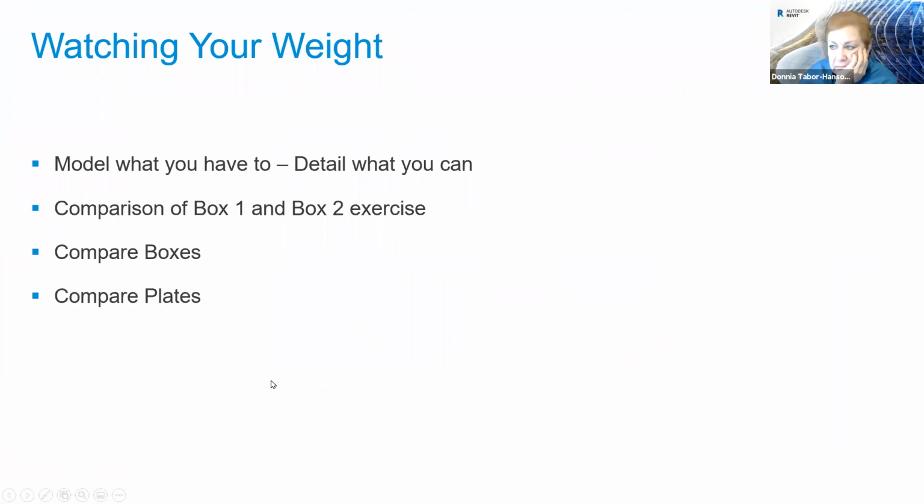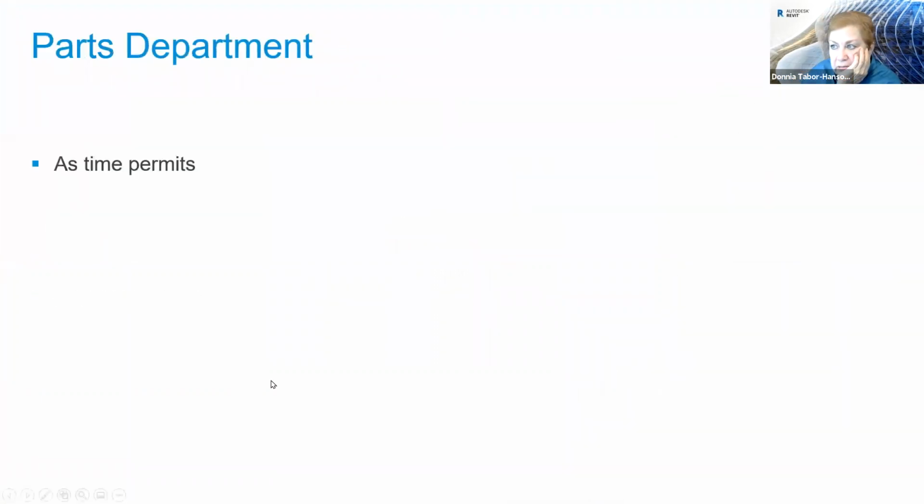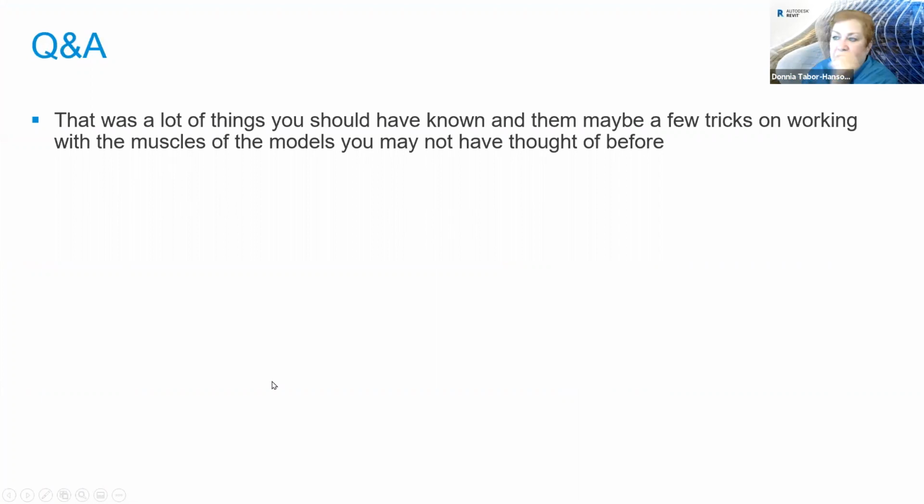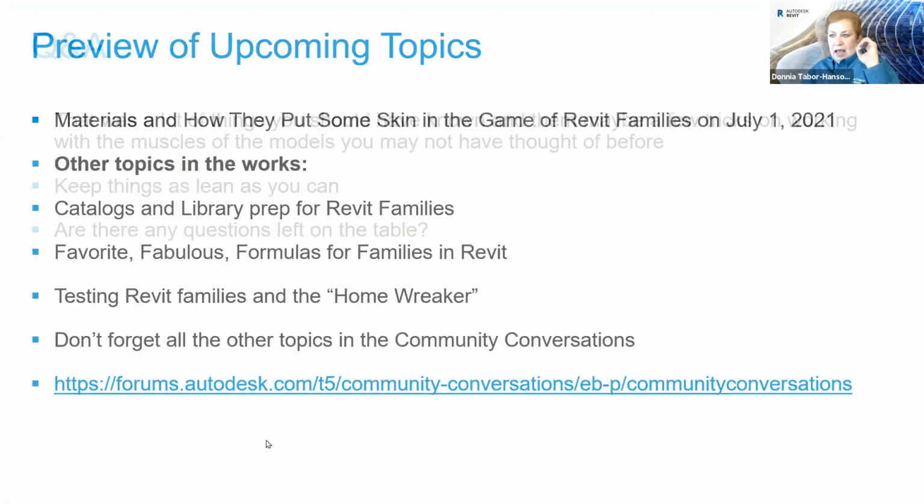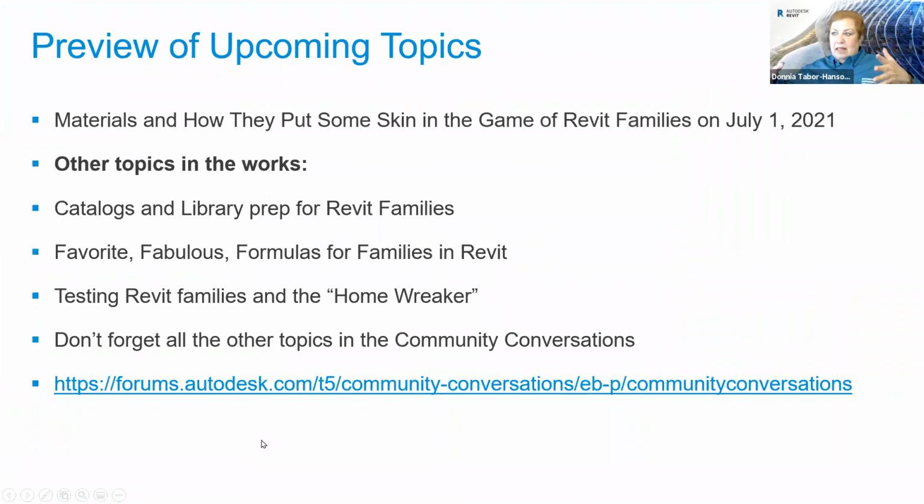Okay. I want to do the parts department real quick, as time permits. Okay. So that was a lot. Hopefully you got a few little nuggets in there. Keep things as lean as you can. There's some topics coming up. I know the favorite fabulous formulas for families in Revit is going to be a real hot topic. The next one is putting the skin, and there's where you can go.